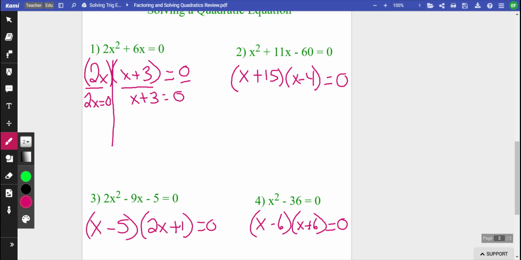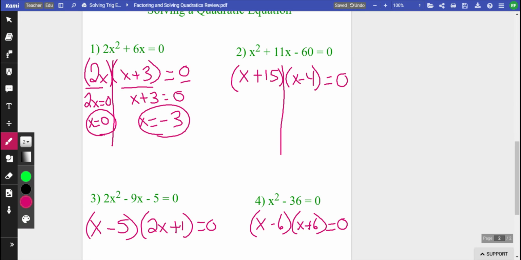And then let's solve. If I solve this first equation over here for 0, I get that x is 0. If I solve this second one here, I get that x is negative 3. So there's two zeros, or two solutions to the problem here, x equals 0 and x equals negative 3. I'm going to go ahead and do the same thing for each of these other problems for solving your quadratic.